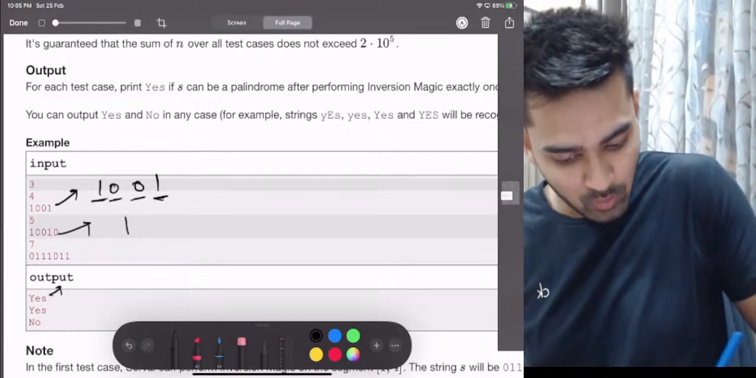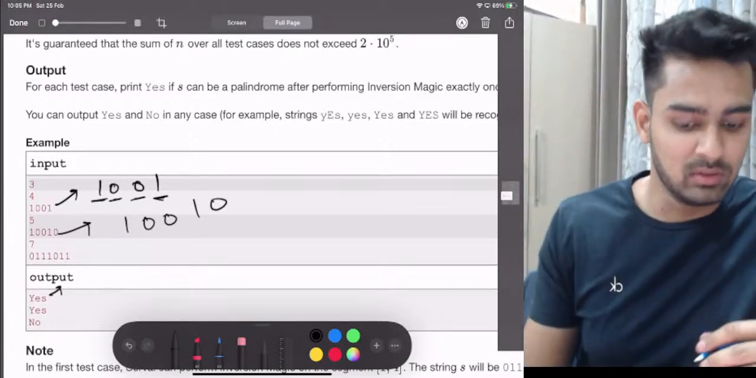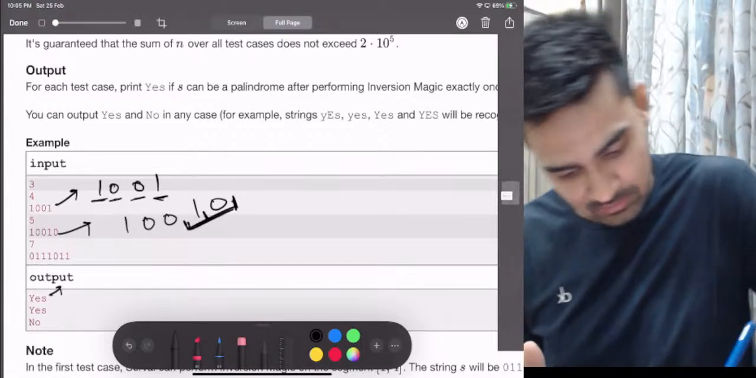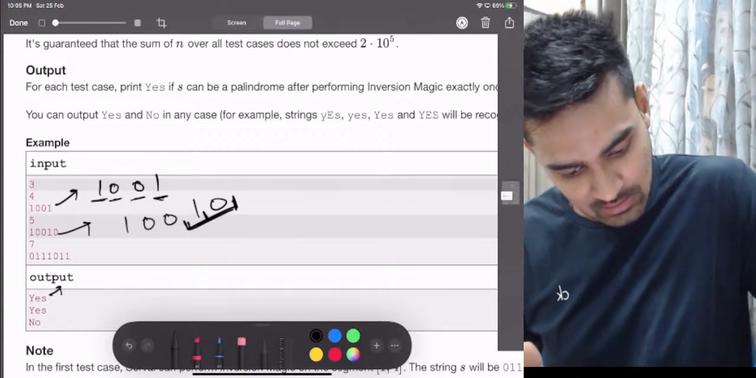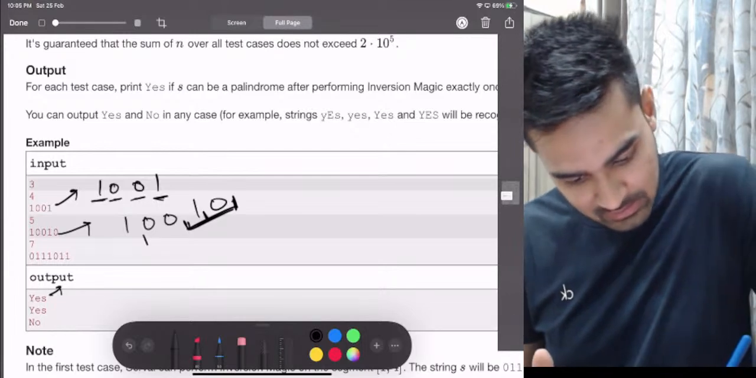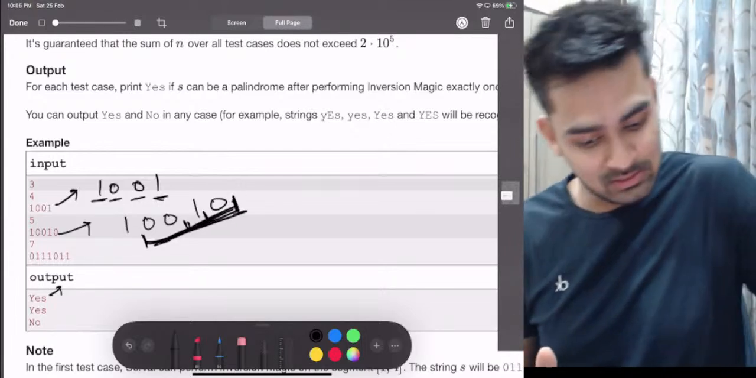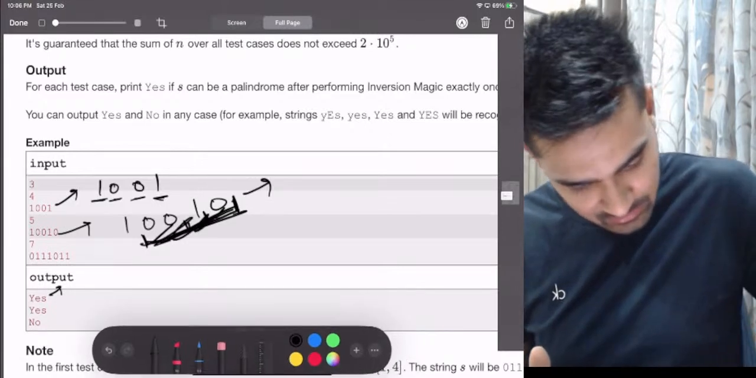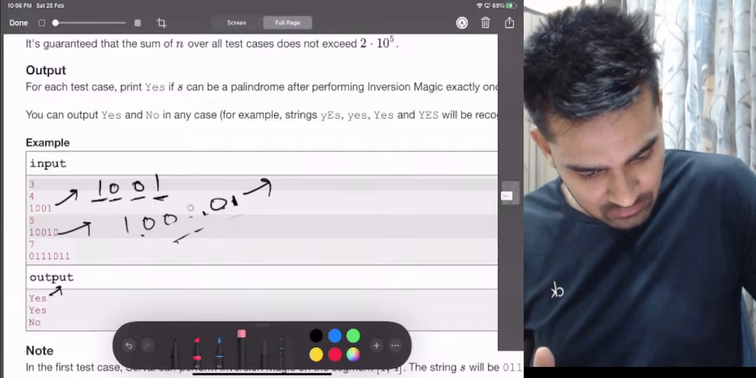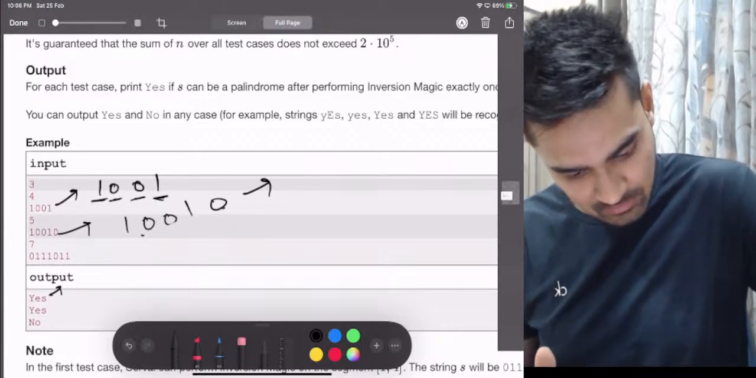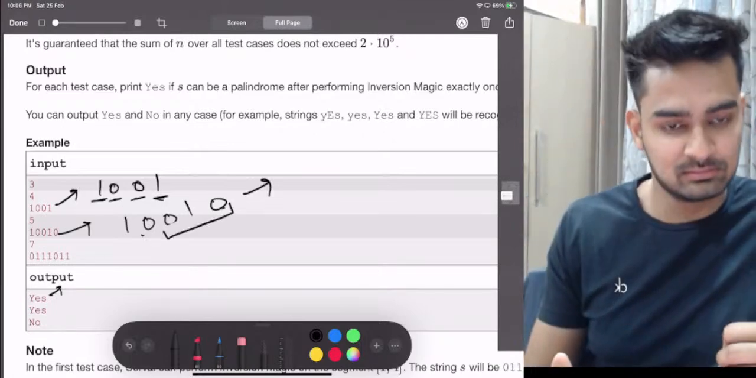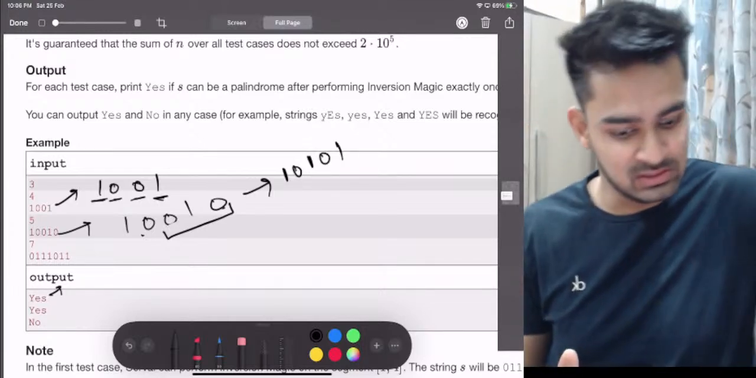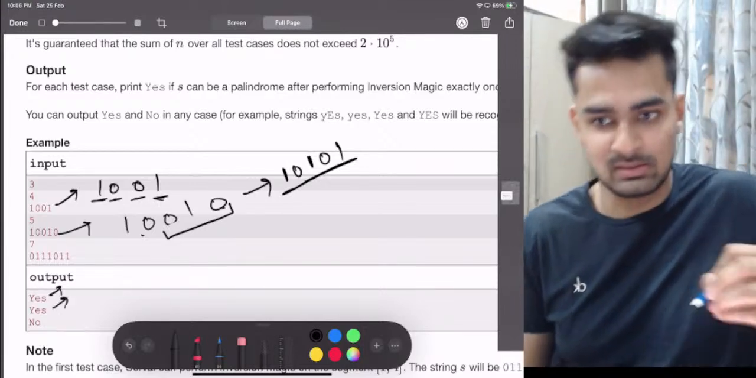In the next one, if you see, it is 10010. Now, if you take this subarray, sorry, not this subarray actually, this has to be changed. If you take, I'm confused, this subarray and invert this, what does it become? I think you don't have to take this actually. Okay, let me just rub this. If you take this subarray, after inversion, it will become 10101, which is a palindrome. Therefore, the answer can be yes.